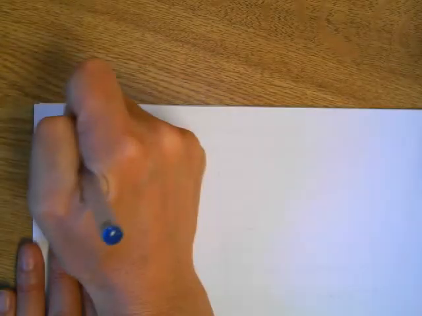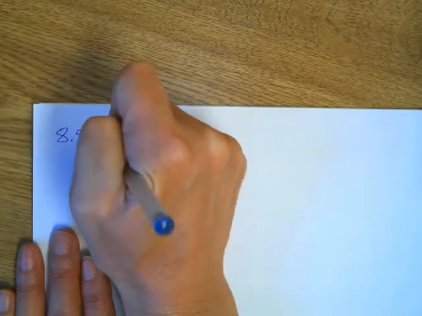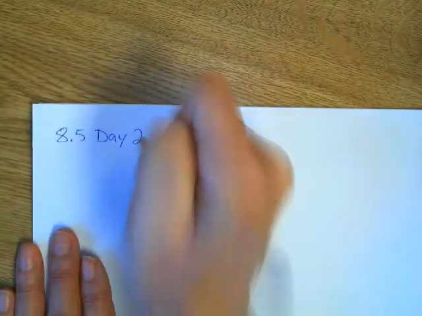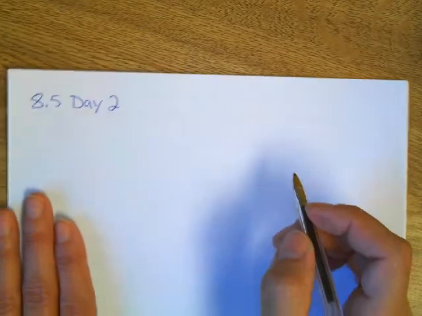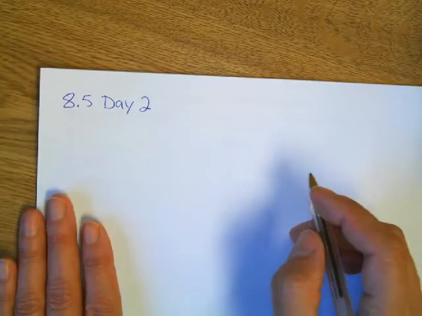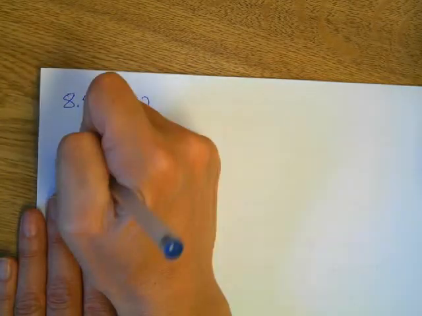Alright, we're going to finish Chapter 8 with this video. This is 8-5, Day 2. And again, we're going to solve non-right triangles. Our third way we do that is called law of cosines.